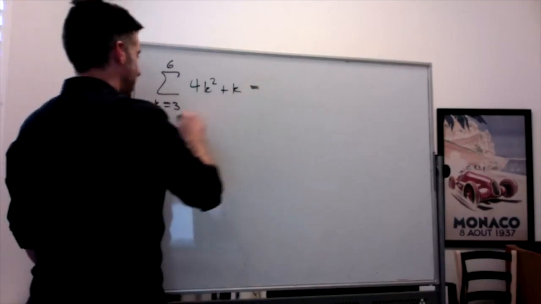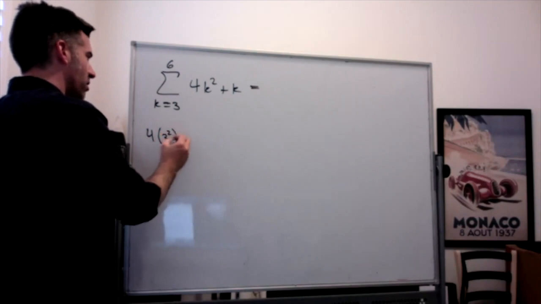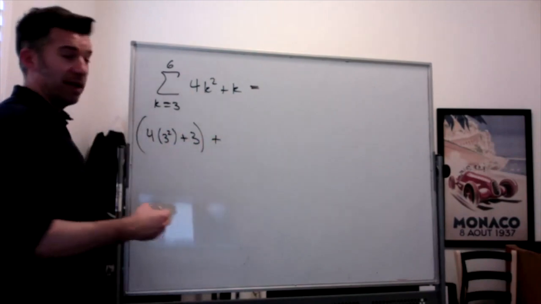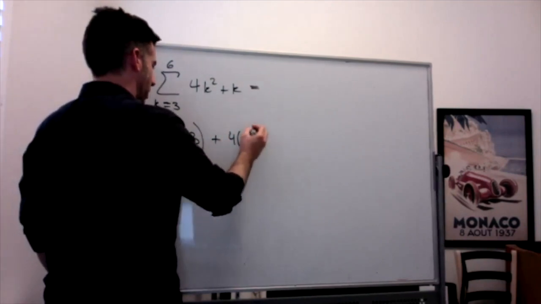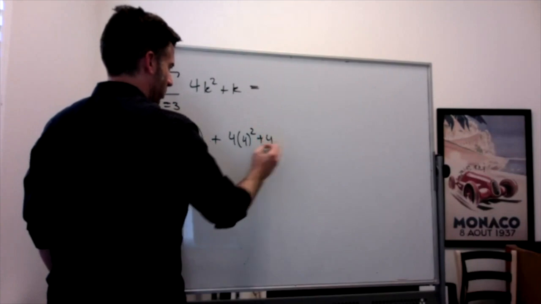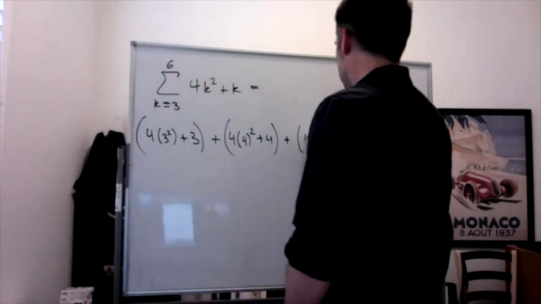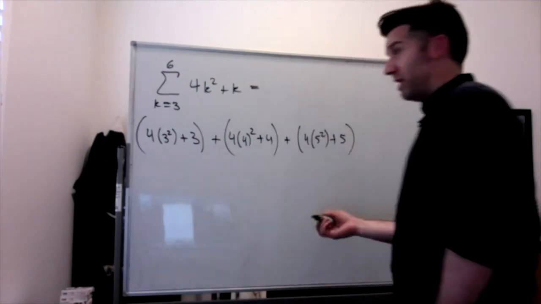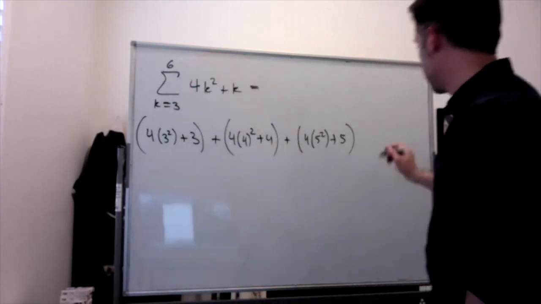I'm going to start when k equals 3. So I'm going to get 4 times 3 squared plus 3. Plus, now I'm going to let k equal 4. I'm going to get 4 times 4 squared plus 4. And then I'm going to let k equal 5: 4 times 5 squared plus 5. And then I'm going to let k equal 6, which is the last thing k gets to equal because that's what that tells me.